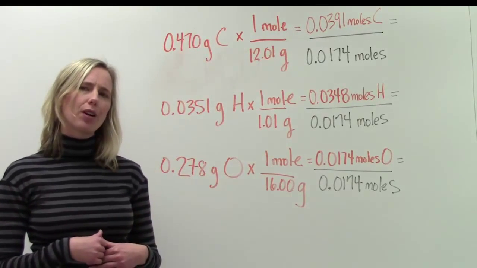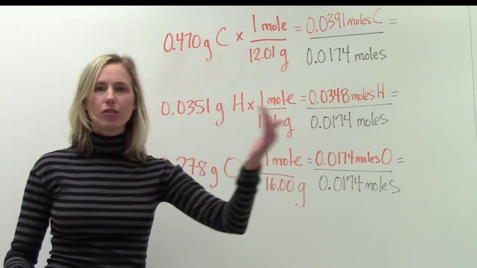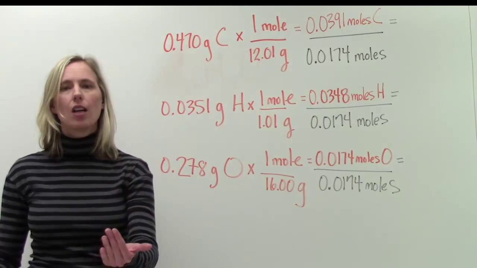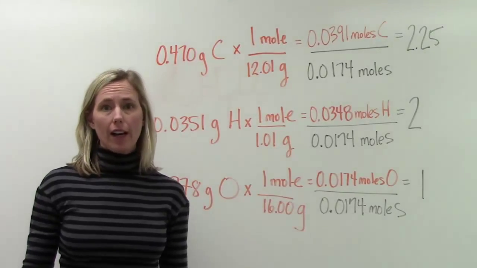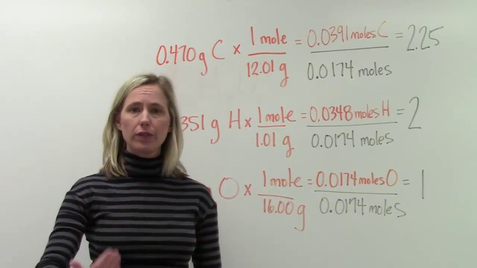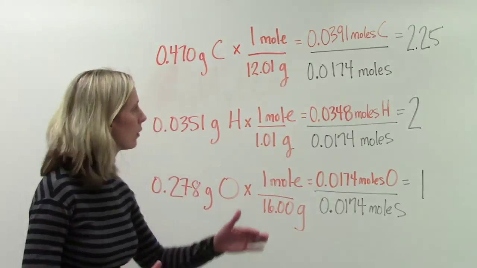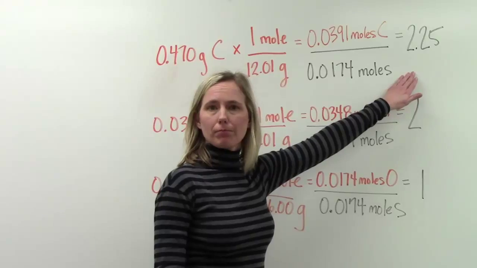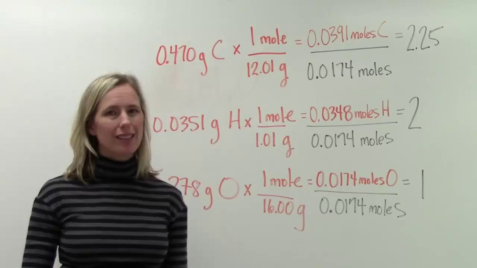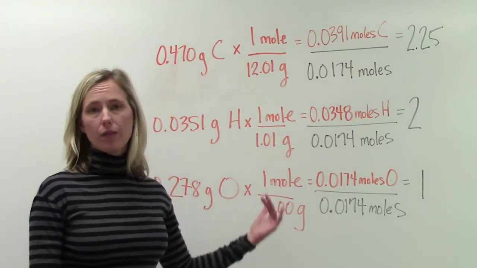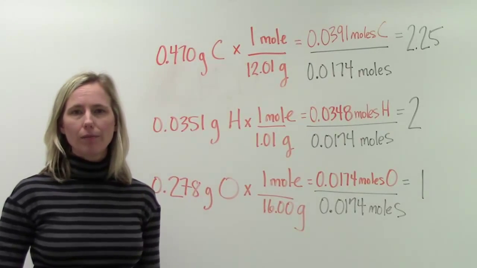Now what I'm hoping I'm going to find is a whole number ratio of carbons to hydrogens to oxygens. Let's find out if that's what happened. When I compared my moles of each element to the smallest number of moles, here's what I found. For carbon, I got a value of 2.25. For the hydrogen, I did get a whole number, and it was 2. And for the oxygen, of course, when I compared it to itself, I got a value of 1.